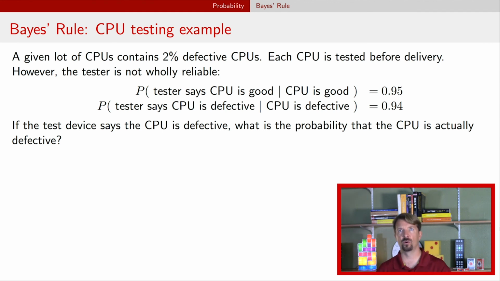All right, so you'll notice here, if we want the probability that it's defective, given that it tested that it's defective, that's the opposite of the conditioning that we have above here, right? So the probabilities that we have is the tester saying that it's defective given that it was actually defective, right? But we want to flip that conditioning. We want what's the probability that it is defective given that the tester said it's defective.